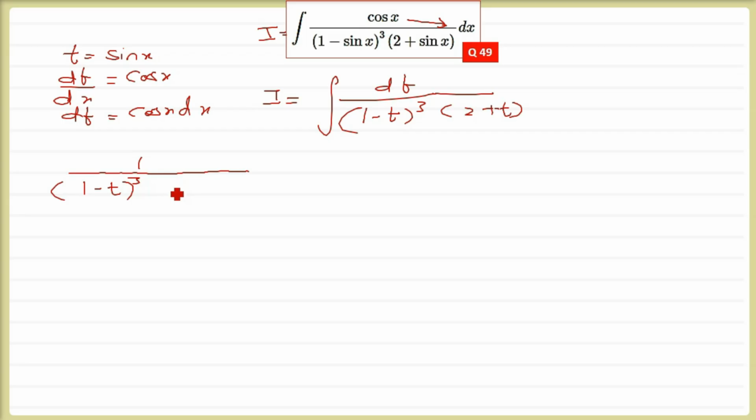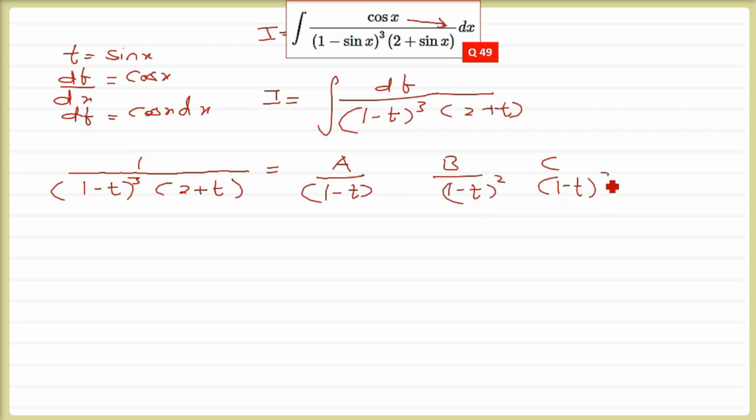So let me write this: 1 by (1 minus t) whole cube times (2 plus t). And this equals what? There are 3 powers. Up to 2 powers, (1 minus t) whole square, a quadratic version, we have already done. But here it's a polynomial with the power 3. So it will be A, B, C for power 1, 2 and 3. So 1 minus t will be below A, (1 minus t) whole square will be below B, and (1 minus t) whole cube will be below C. Now this is done. This is what you have to understand in this question.